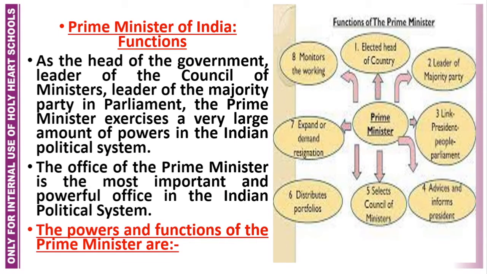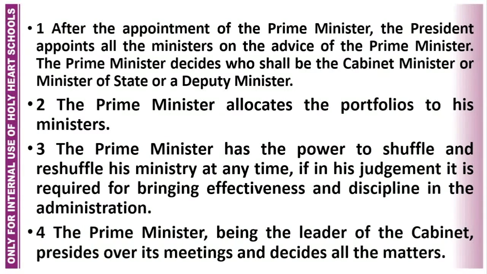The powers and functions of the Prime Minister are as follows. After the appointment of the Prime Minister, the President appoints all the ministers on the advice of the Prime Minister. The Prime Minister decides who shall be the Cabinet Minister, Minister of State or a Deputy Minister. Yes, students, I have already told you in the beginning of the lecture that out of 545 total members in the Lok Sabha, 15% should be ministers. Now, in this 15%, there are three categories of ministers: cabinet ministers, ministers of state, and deputy ministers.